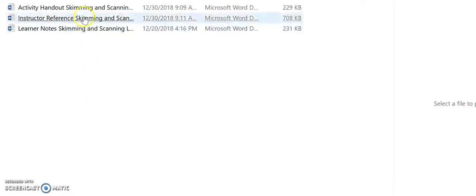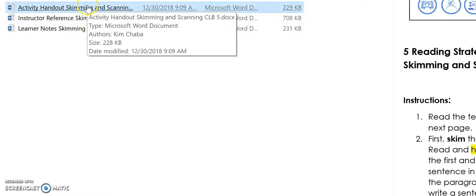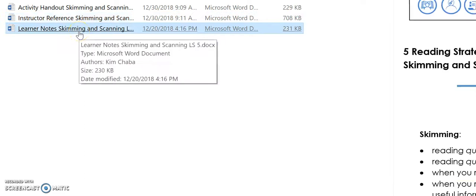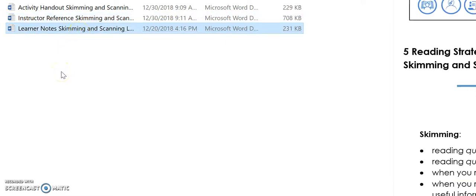In this folder, you will find the activity for the learners to practice the strategy, instructor reference information which you will need to project as part of the lesson, and learner notes for the strategy. You will need all of these resources, and they are all referred to within the lesson plan for this particular strategy.